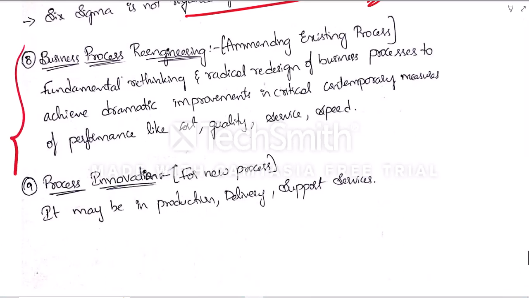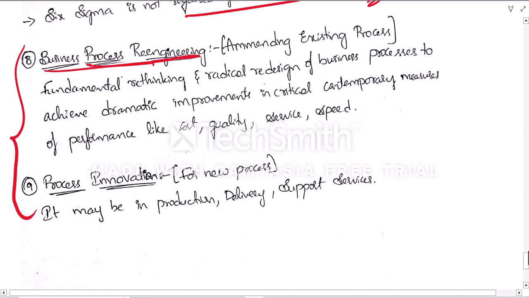We have two more concepts, short and sweet. Business process reengineering, which we might have been studying for a very long time. What is it? It is to get a dramatic, drastic change in the current process. By fundamental rethinking, meaning redesigning the entire process, we have to achieve a drastic change in the output. The output might be in cost, quality, service, or speed, anything, but the change should be drastic.